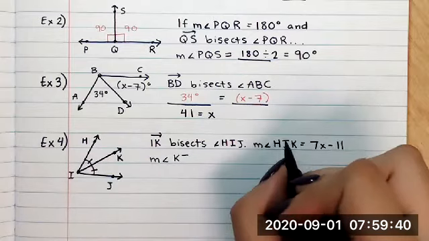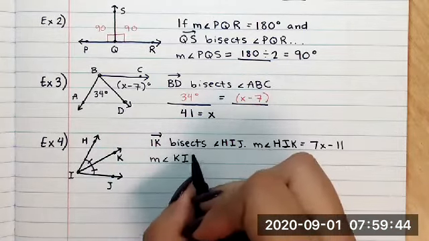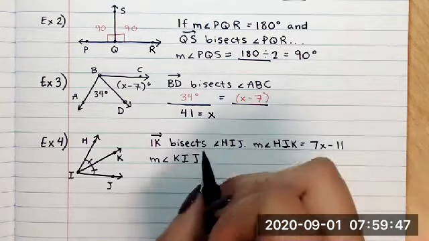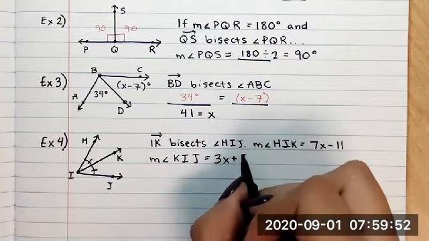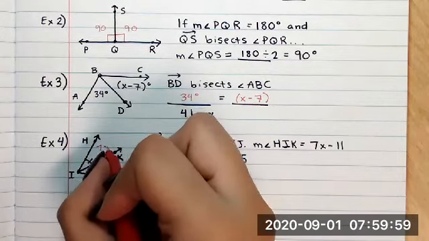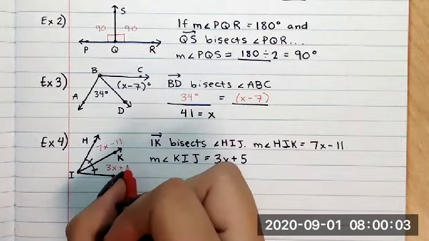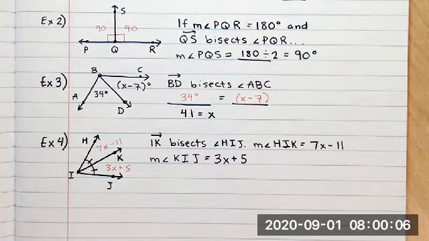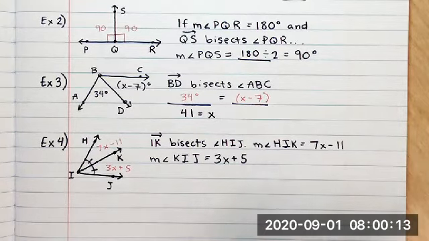H, that should be I. HIK, measure of angle KIJ. Okay, got myself a little confused. Equals 3x plus 5. So we're saying this angle, 7x minus 11, and this one is 3x plus 5. And based on the fact that the angle is being bisected, I can set these two equal to each other and solve.